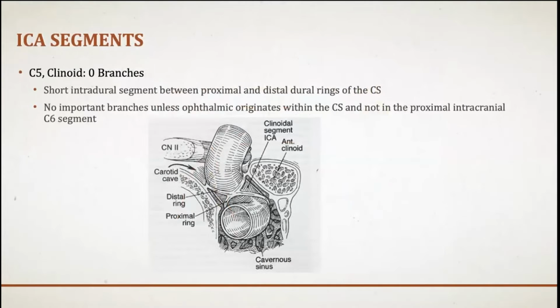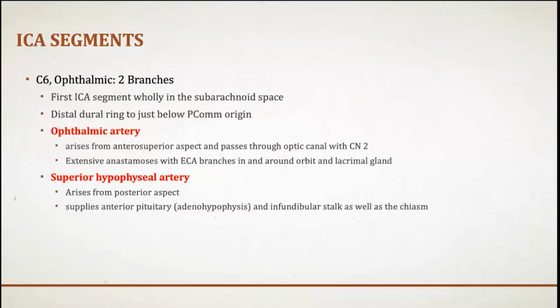Then there's a C5, the clinoid segment that does not have any branches. And you see here, it's a short intradural segment between the proximal and distal dural rings of the cavernous sinus. So, we'll see the proximal ring here and the distal dural ring here. And there's not really any major branches that arise from this short segment. Then there's the ophthalmic segment.